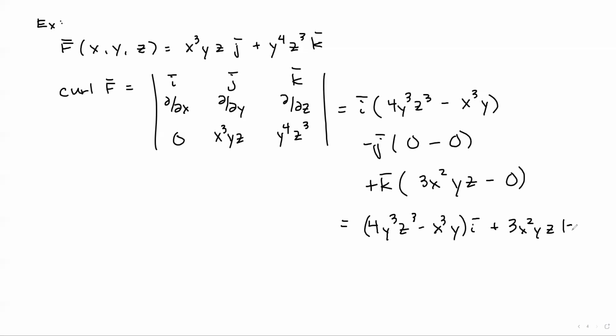So this resulting curl vector will produce the curl at any point in x, y, z. If you actually plug in the point, then you'll end up getting the vector around which there is rotation in the vector field. All right, and let's do one more example.